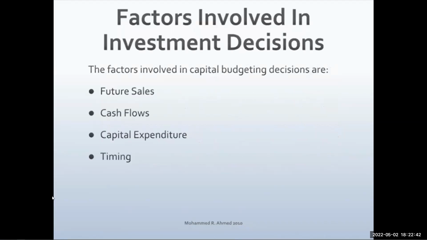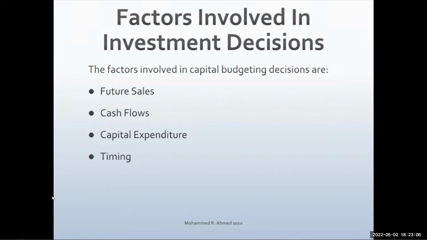The factors involved in capital budgeting decisions are future sales, expected cash flows, capital expenditure, timing. The purpose of any investment is to generate profit. To generate profit, first the firm needs to generate sales, manage costs, produce positive cash flows that are large enough to recover the investment, and generate profit. In addition, business does not have access to unlimited capital, and the availability of capital will influence the investment decision.